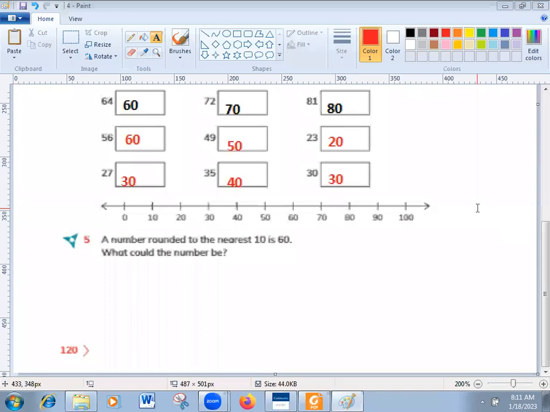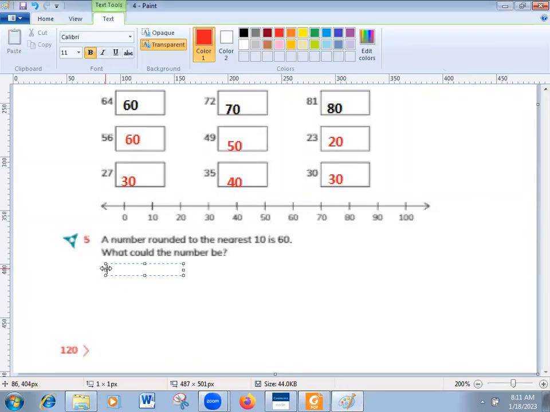Question number 5, a number rounded to the nearest 10 is 60. What could the number be? So there was a number and we rounded it and we wrote 60. So what could be the number? We can say it can be 56, 57, 58, 59.